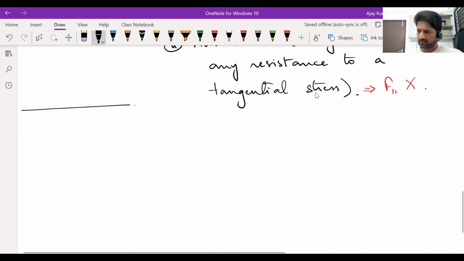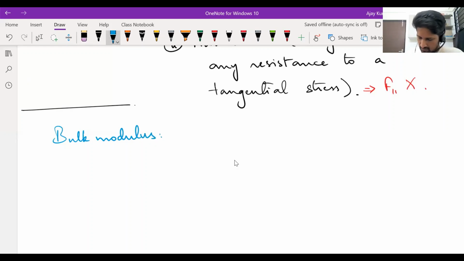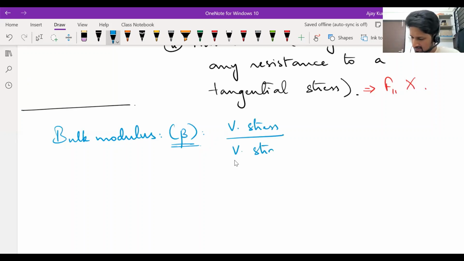Can one of you quickly tell me the formula for Young's modulus? Or bulk modulus, you tell. Okay, not Young's modulus, bulk modulus. Minus delta P by delta V over V. And what is the definition? By definition, what is bulk modulus? The formula you said is correct. Volumetric stress divided by volumetric strain.